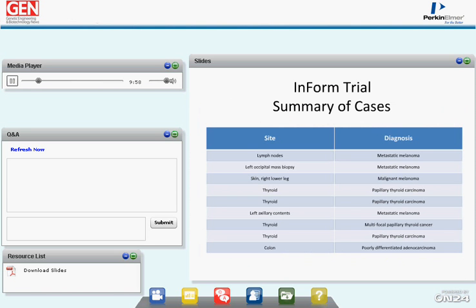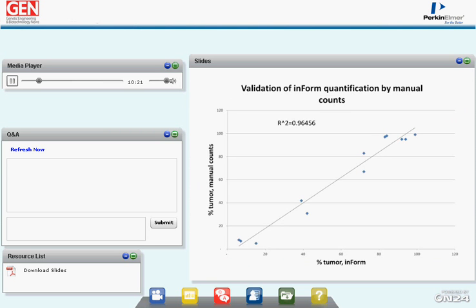The first thing we did in this study was to just take a series of cases where we had allele frequencies across a range of different tumors and compared Inform to a manual gold standard method where we took a field of view and counted the cells one by one, a painstaking process that one of my residents and I took. And in that analysis, we saw that the ability of Inform to measure the abundance of tumor correlated very nicely with manual counting, with a linear regression of about 0.96.